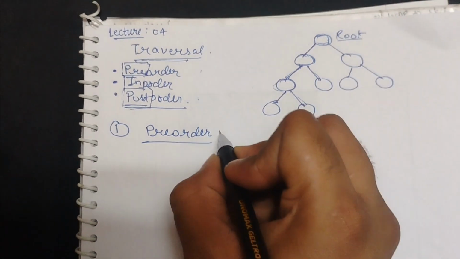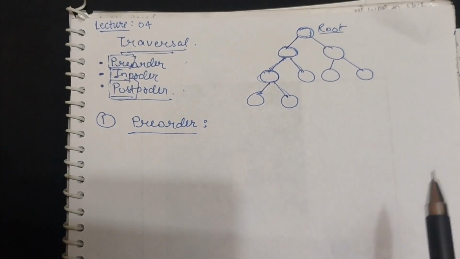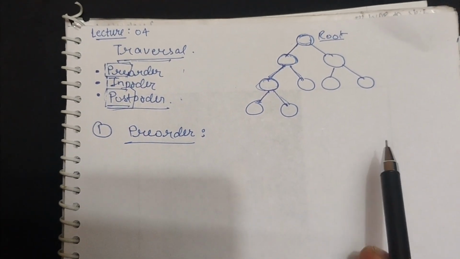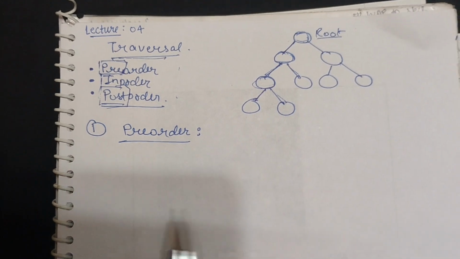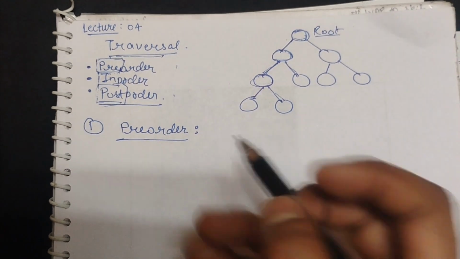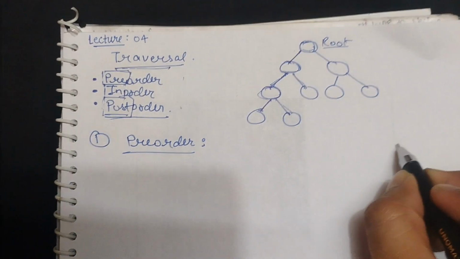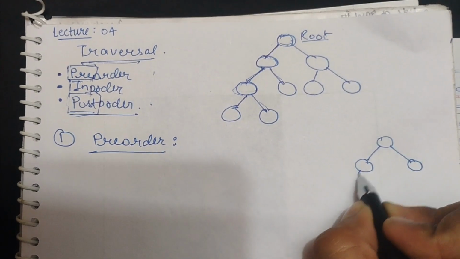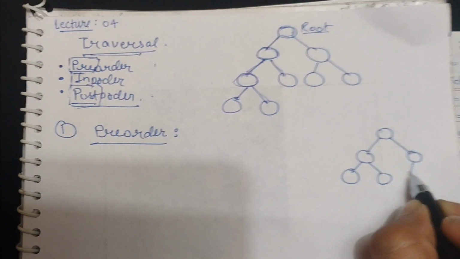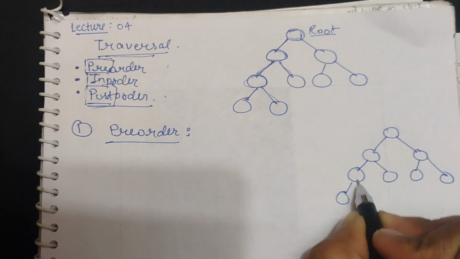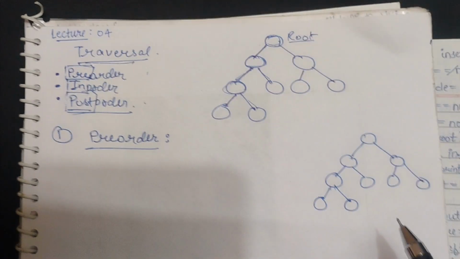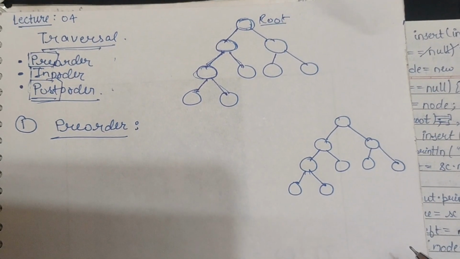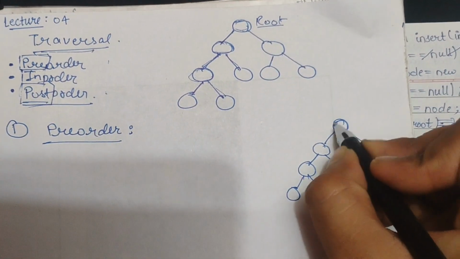Pre-order. So first I'll do a dry run. I'll explain how this traversal works, then I'll write the code. Okay, so this is our tree. I'll take the same tree again. Okay, so whenever a traversal starts, it always starts from the root.